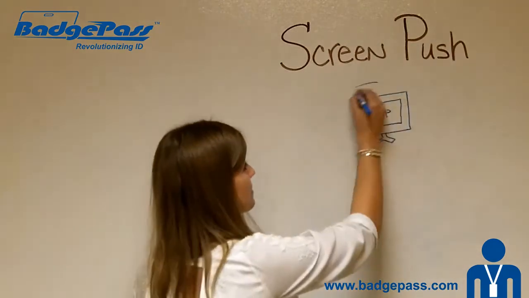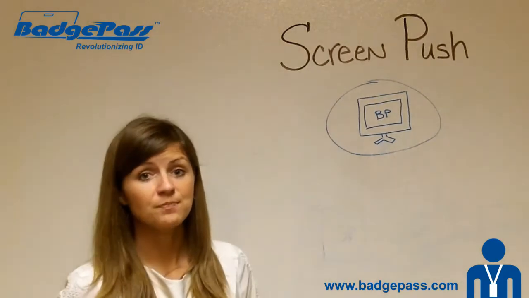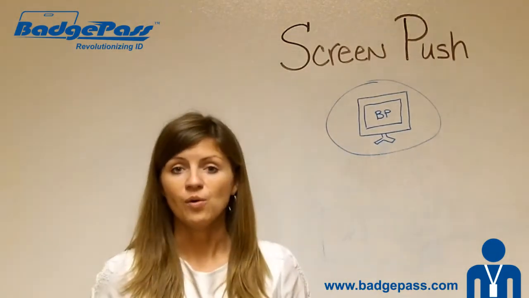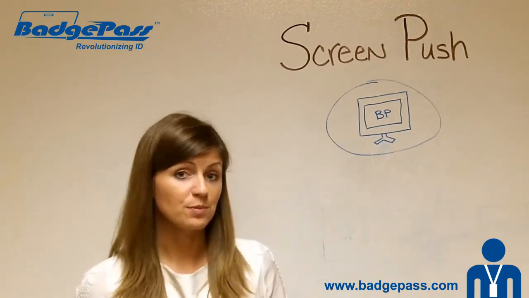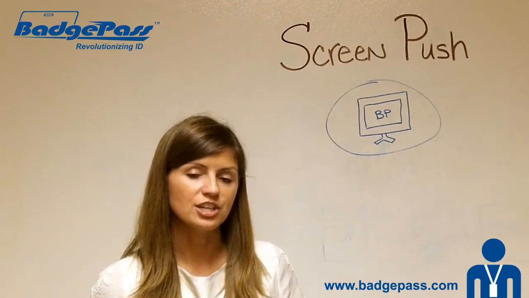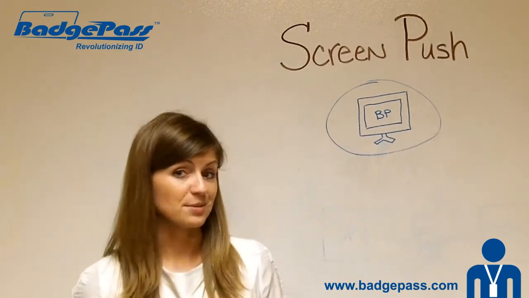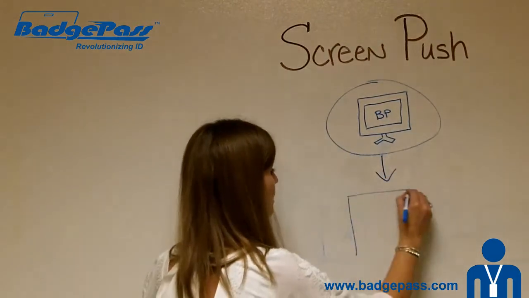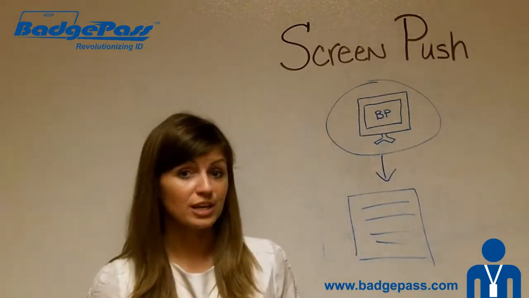So what happens is this. This is your BadgePass system, right? So let's just pretend this is identity manager. Imagine you're enrolling someone to get a membership card or a patient to get a patient ID. That information would be of use in a membership type application or in the actual hospital information system, right? So what we can do here is we can set up screen push to actually push the data that you choose into their third-party enrollment screen.